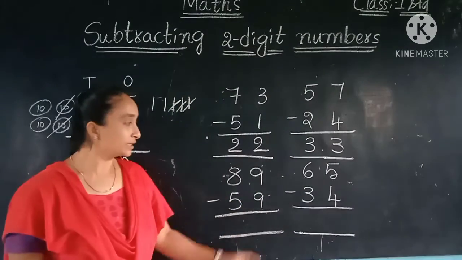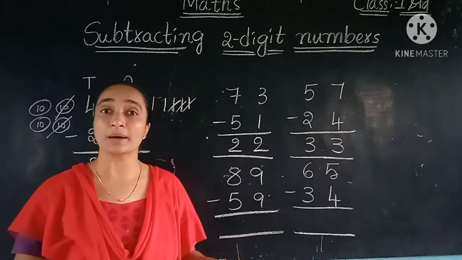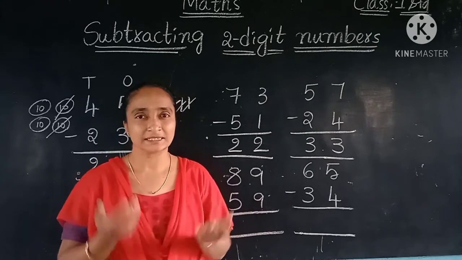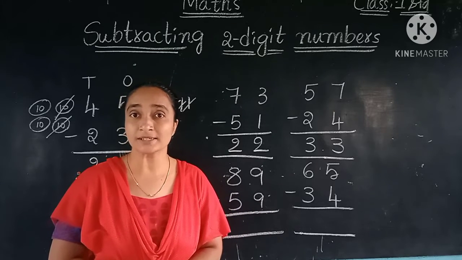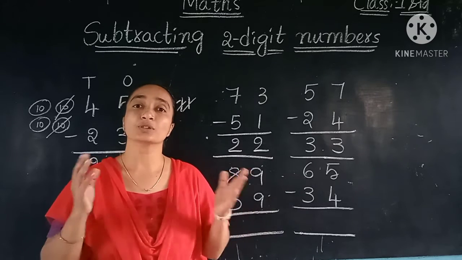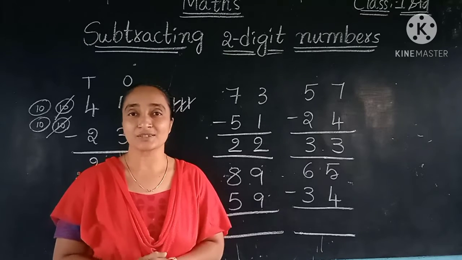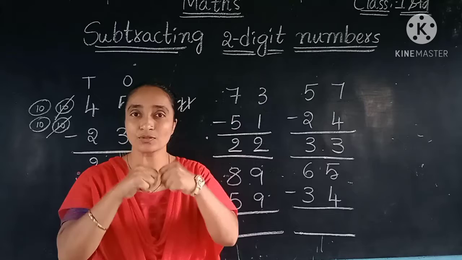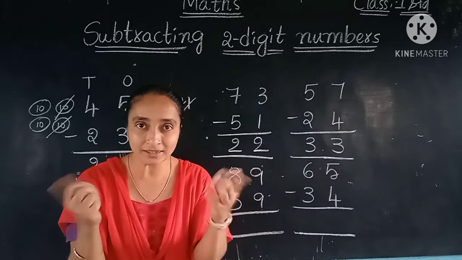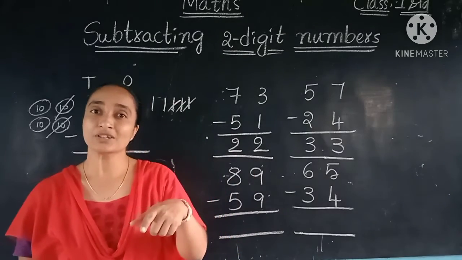89 minus 59. 9 minus 9. Suppose we have the same numbers. Then what do we have to do? That is also very simple. All these we have already learned in the properties of subtraction. Isn't it? So if you subtract the same number, then what will be the answer? Yes, what we have guessed is correct. 0. Take 9 fingers, fold, remaining 0. Nothing is there. So 0. When the same number is subtracted, the answer is 0.